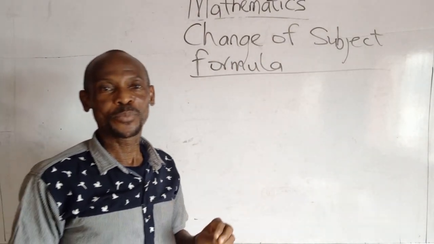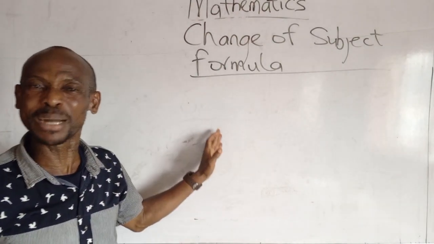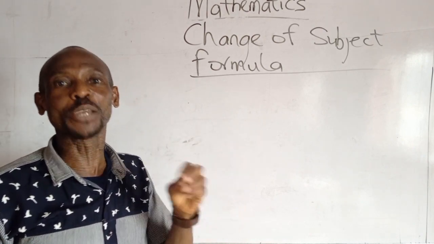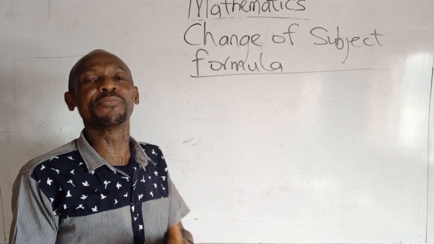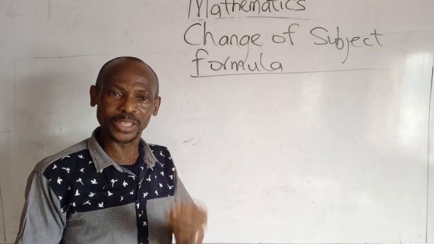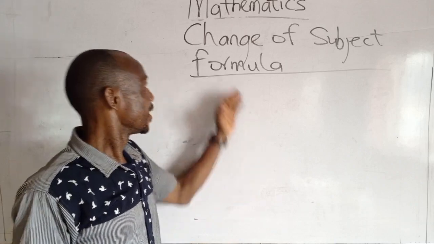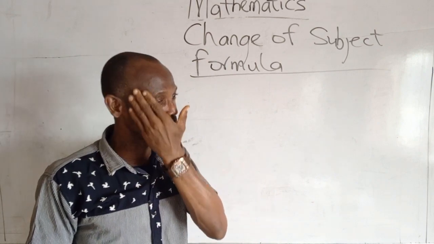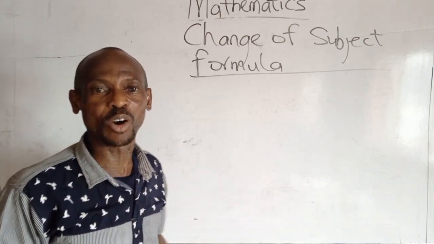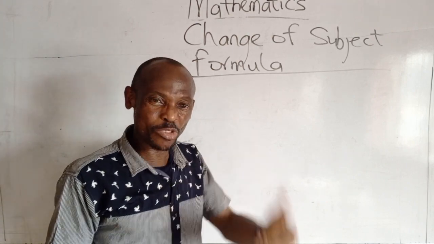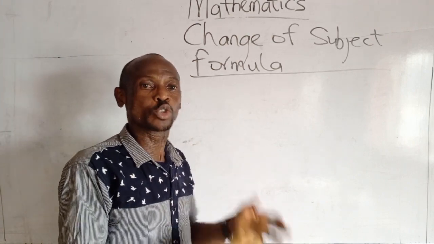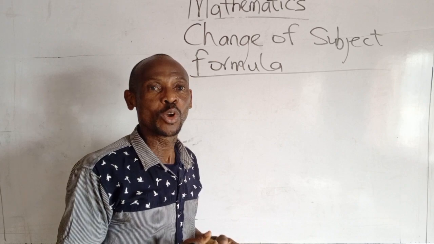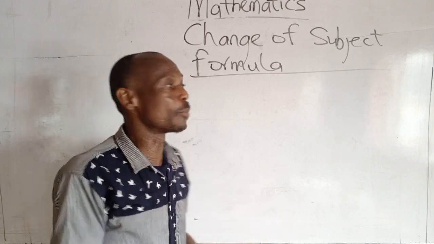What is a formula? A formula is a mathematical equation having letters, symbols that represent a given value used to solve a given problem. We say that a formula is a mathematical what? Equation having letters or symbols that represent a given value used to solve a particular mathematical problem. For example, we are going to look at various formulas.